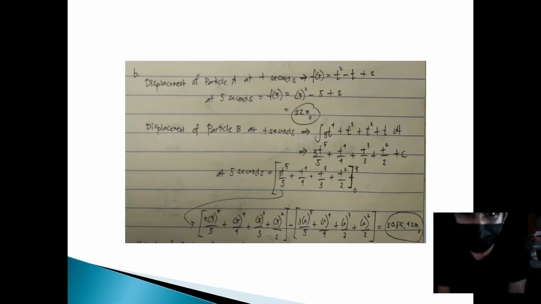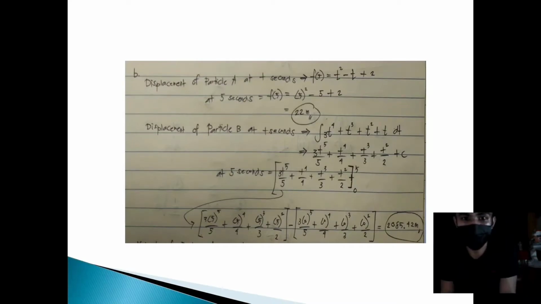So the equation for particle A is already given. So we're just going to substitute 5 in it. So 5 squared minus 5 plus 2. That's equal to 22 meters. That's the displacement after 5 seconds for particle A.